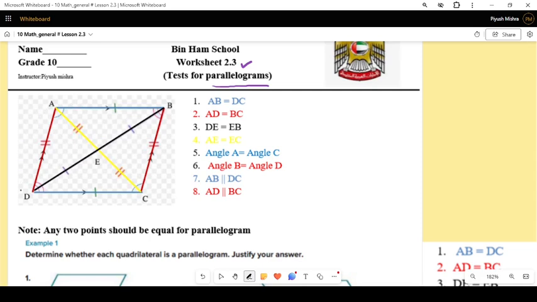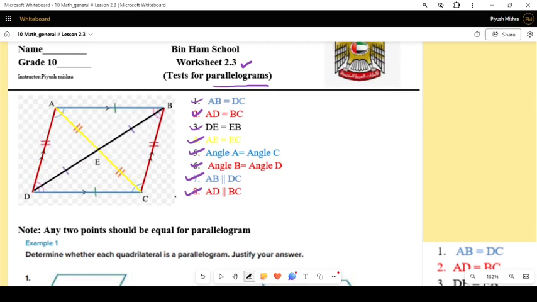So for this parallelogram, either the blue sides will be equal, okay, the second thing is the red sides will be equal, the third one is you can see opposite angles should be equal, so angle A is equal to angle C and angle D is equal to angle B. After that the black DE is equal to EB, yellow AE is equal to EC, and we can say either this is parallel, the blue is parallel and the red is parallel.